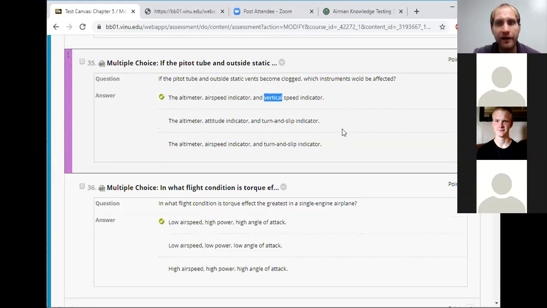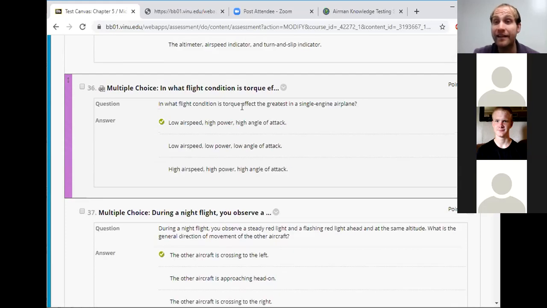All right, look at this nice question here. Remember our turning tendencies? In what flight condition is torque effect the greatest in a single engine airplane? Low airspeed, high power setting, high angle of attack. So we talked about that earlier.